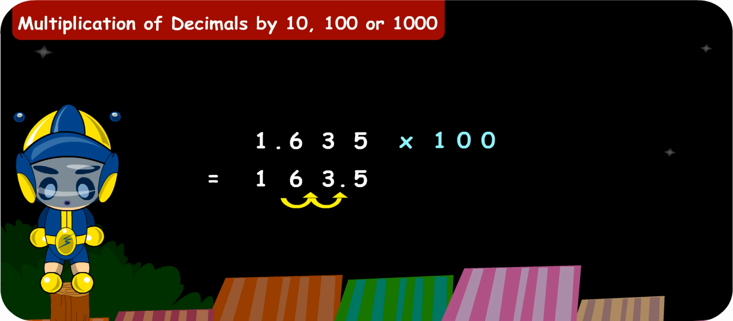1.635 times 100 equals 163.5. Right. What is 1.635 times 1000? To multiply a decimal by 1000, we move the decimal point 3 places to the right. 1.635 times 1000 equals 1635.